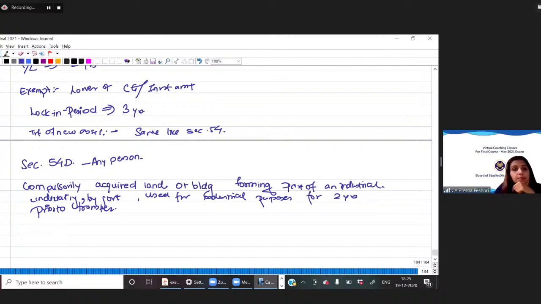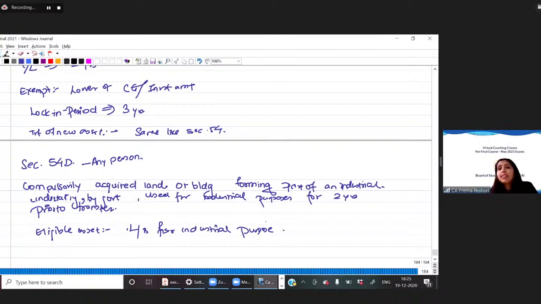What you have to acquire is land or building, again used for industrial purpose. What is the asset which you have to sell? Compulsorily acquired land or building forming part of an industrial undertaking, used for industrial purposes for 2 years prior to the date of transfer. It can be short-term or long-term capital gain. What you have to acquire in return is land or building for industrial purpose.